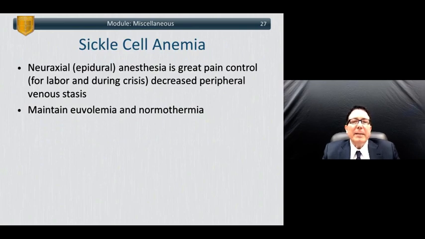Sickle cell anemia: epidural or neuraxial anesthesia is pretty awesome for pain control, especially during labor and during crisis. It also decreases peripheral venous stasis and maintains euvolemia. In these patients, we need to maintain euvolemia and normothermia.